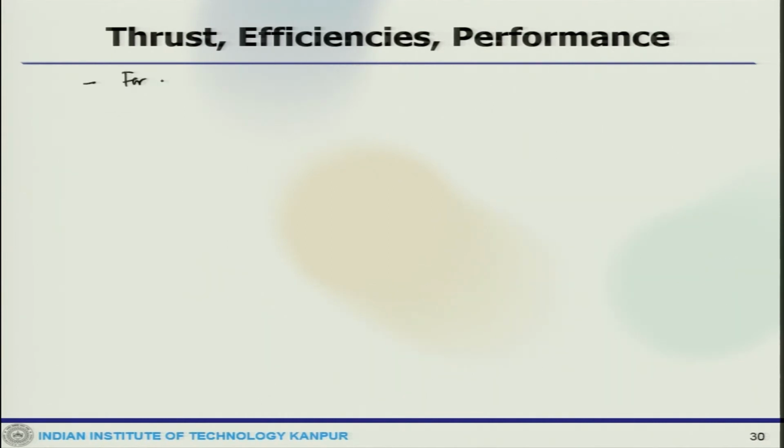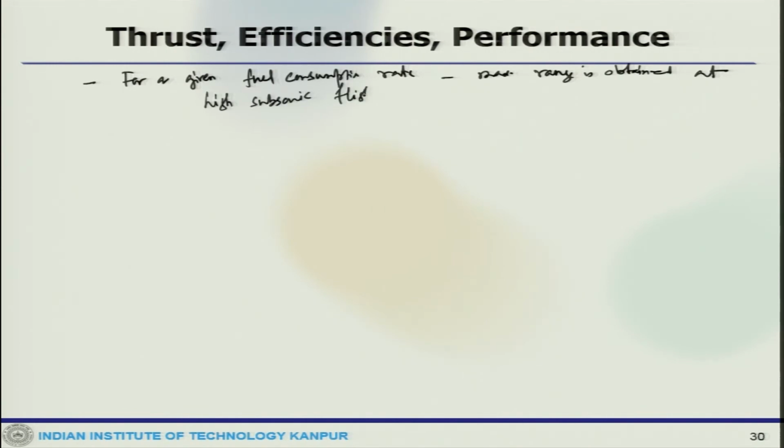So, for a given fuel consumption rate, maximum range is obtained at high subsonic flight.